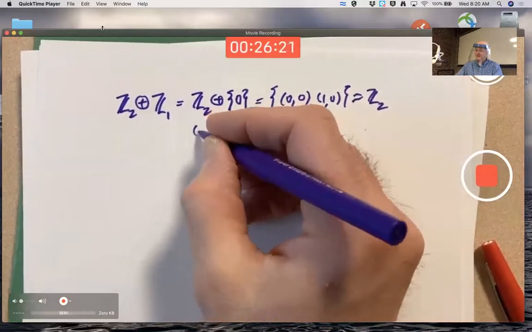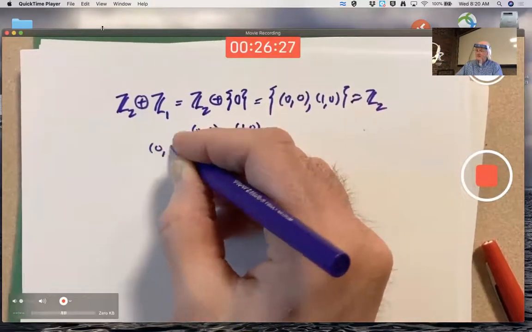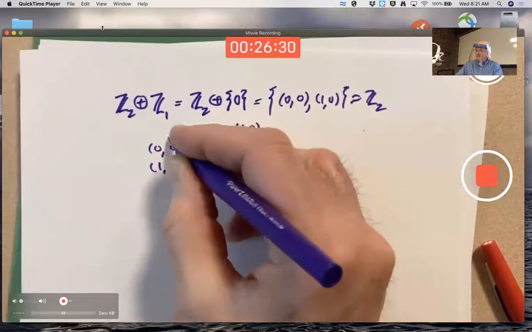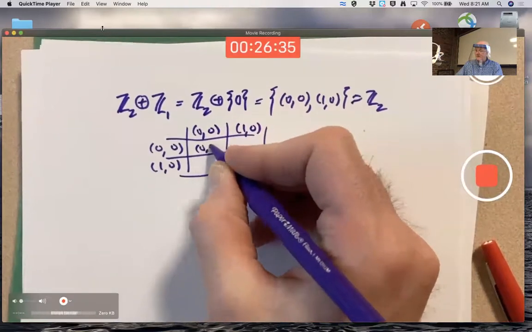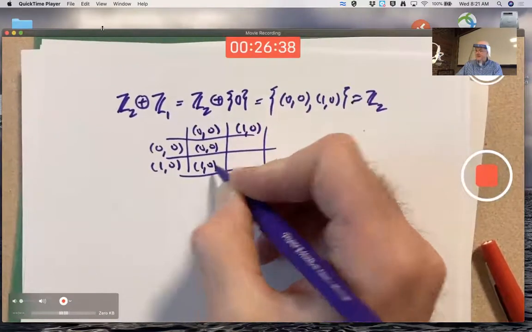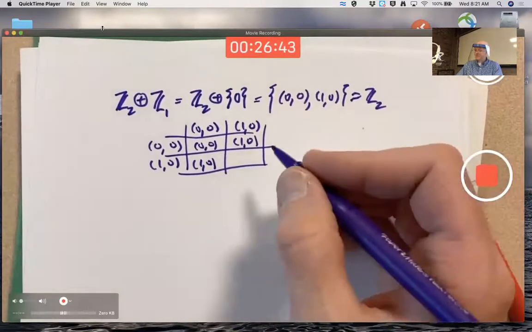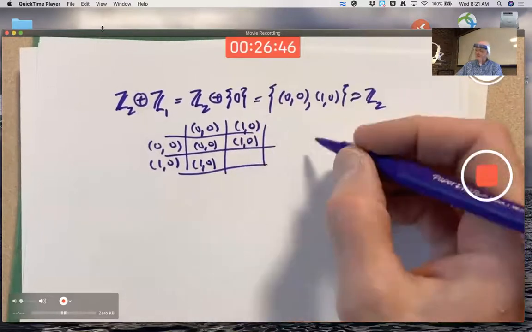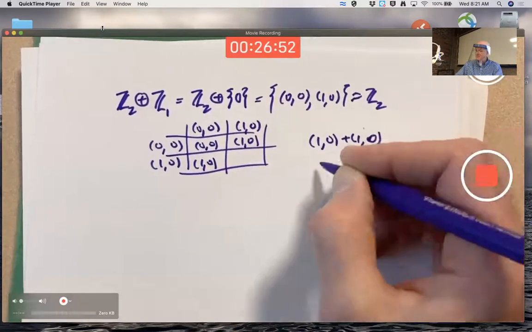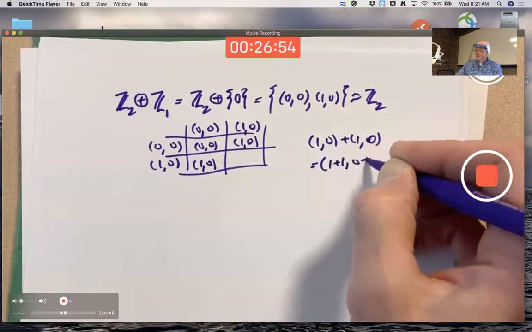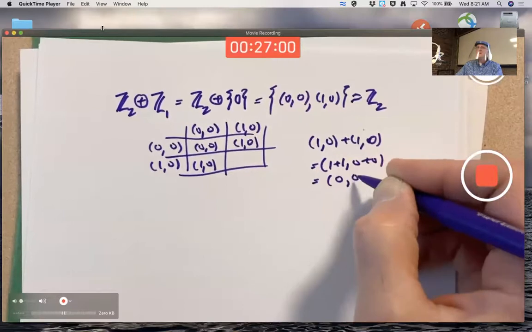Make a quick Cayley table. (0,0), (1,0) up here, and then over here on the side, (0,0) and (1,0). Think of the operation as being addition. (0,0) is the identity. It is the 0 vector, if you want to go ahead and call it that. And (1,0) is its own inverse. (1,0) plus (1,0), the operation would be plus, is (1 plus 1, 0 plus 0). We're modding by 2 though, in the first component at least. That's (0,0).